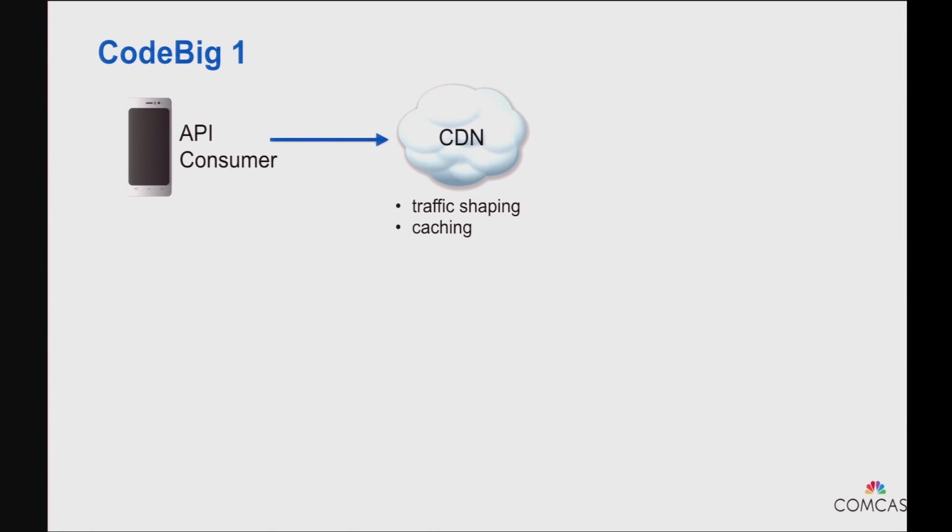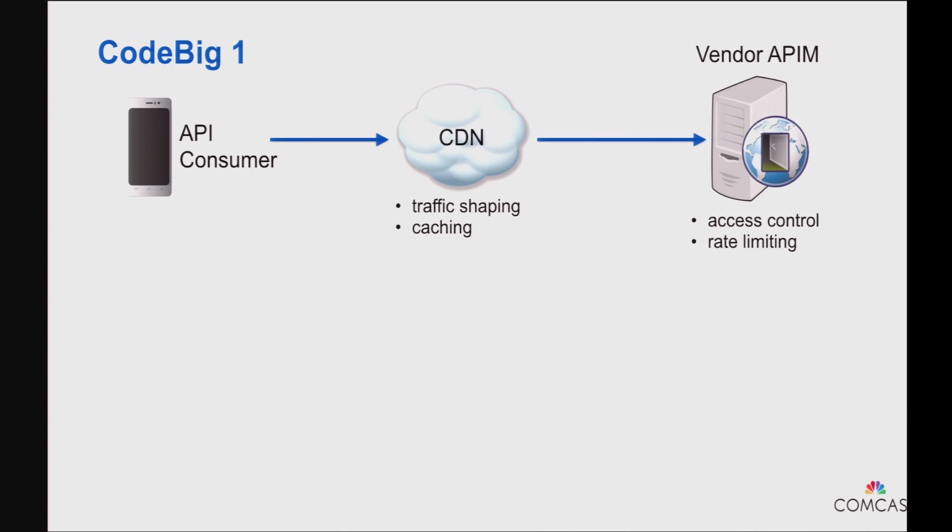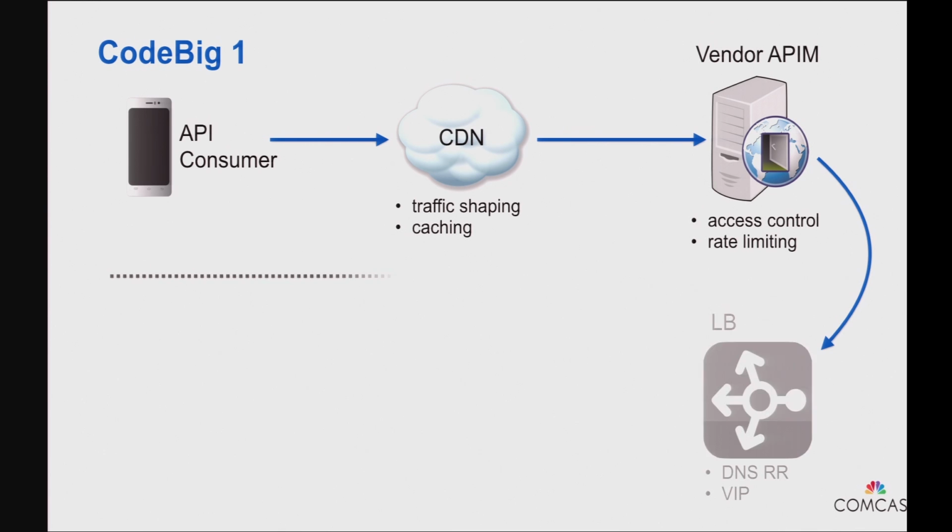So after it passes through, the CDN sends it on to what was our vendor's API management solution. And this does those two pieces that I talked about before, the access control and the rate limiting. And some of this was on the internet, like in the cloud. Some of this we had on premises. So some of it was in our data centers, some was outside. And once the request has been authenticated and it's determined that it's not over the rate limit, then it would be passed on to a load balancer.